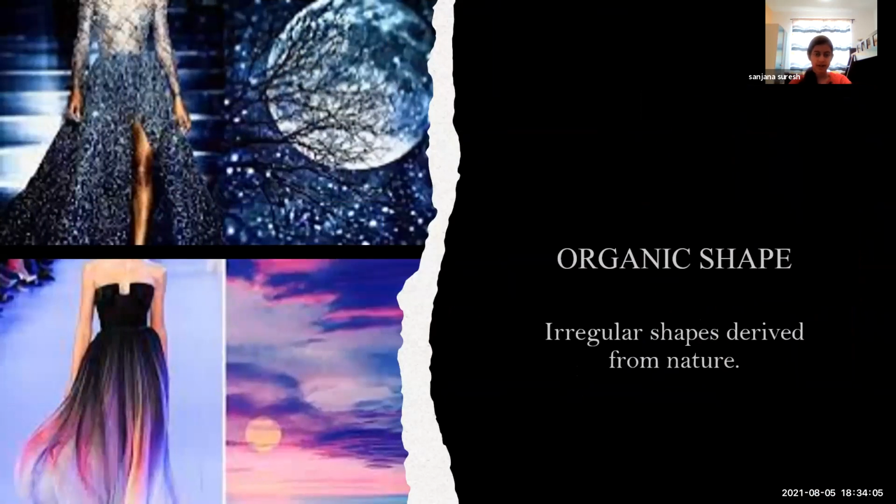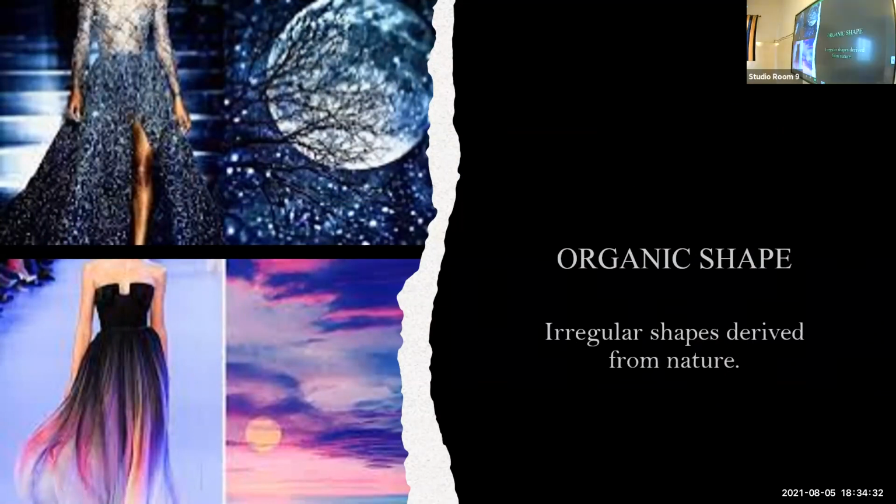Organic shapes are something that is derived from nature. So you can see here, it's a moon and some stars. So it is inspired from nature, and you can see a dress here. The sunset, shades of sunset, or ma'am, you said something. No, silhouette. Yes, silhouette. So you can see how it is inspired from nature.